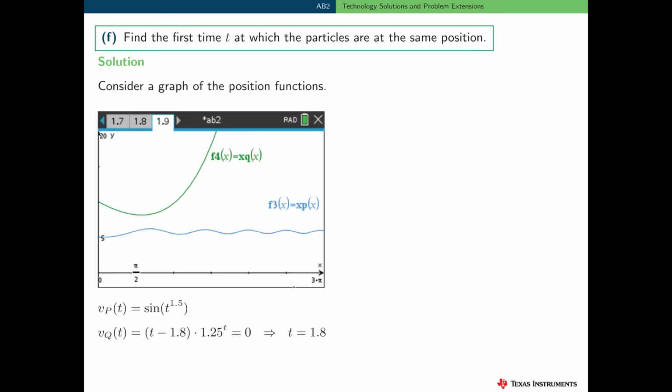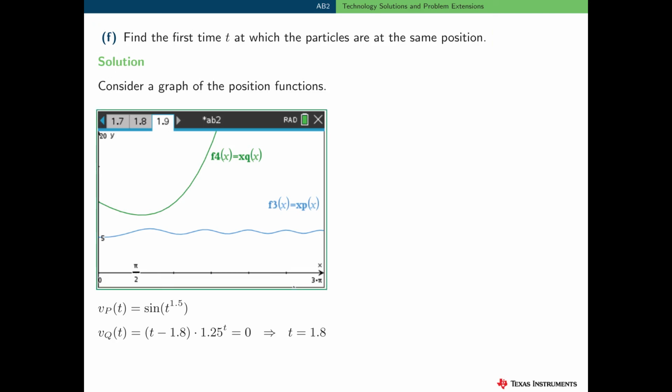And here's part F. I like this one. Find the first time t at which the particles are at the same position at the same time. Now the first thing I did to explore this question was to graph both position functions. The blue curve here is the position of particle P as a function of time, and the green curve is the position function for particle Q.